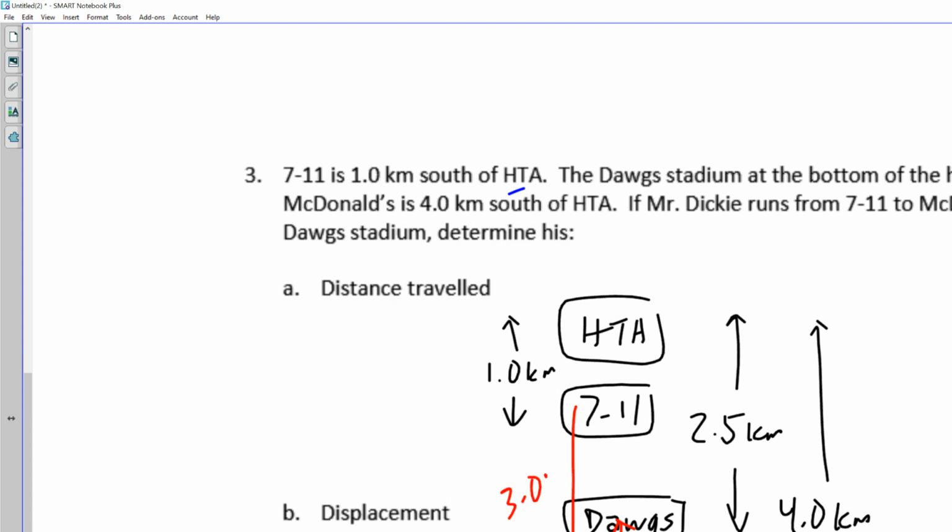Where do we get the numbers for displacement from? Good question. So I started at 7-Eleven and I went to McDonald's, right? How far did I go? Well, 7-Eleven was a kilometer south of HTA, and McDonald's is 4 kilometers south of HTA. So if I went from 1 to 4, my displacement was 3 there to the south. Does that make sense? And then I went from McDonald's, which was 4, to the dog stadium, which was 2.5 kilometers south of HTA. So the difference between that is 1.5 kilometers. My displacement would be 1.5 there. And then I just add them up to get the total distance traveled.